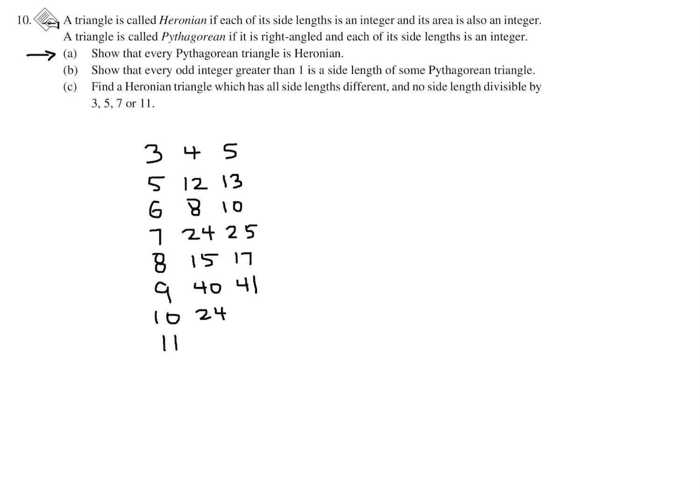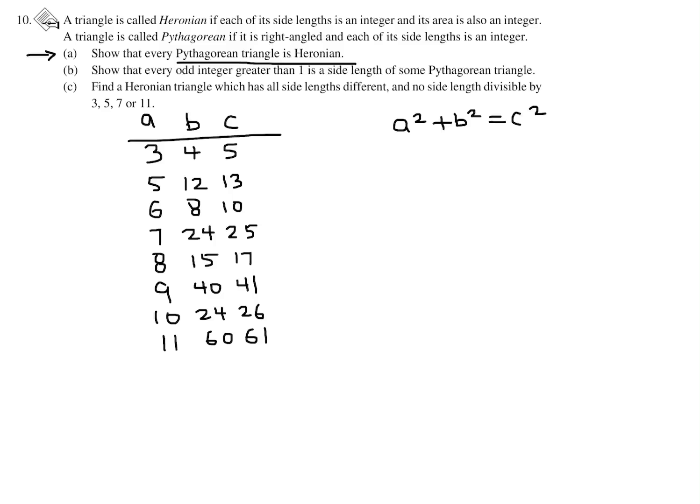All right? And all of these, as you know, satisfy our Pythagorean relationship, which is that if A, B, and C are the lengths of the triangle, then a squared plus b squared is equal to c squared. And all Pythagorean triangles are Heronian. We proved that in part A. So we're going to use Pythagorean triangles to find a Heronian triangle using this criteria. And the criteria is that you've got to find one that has no side length that's divisible by 3, 5, 7, or 11.